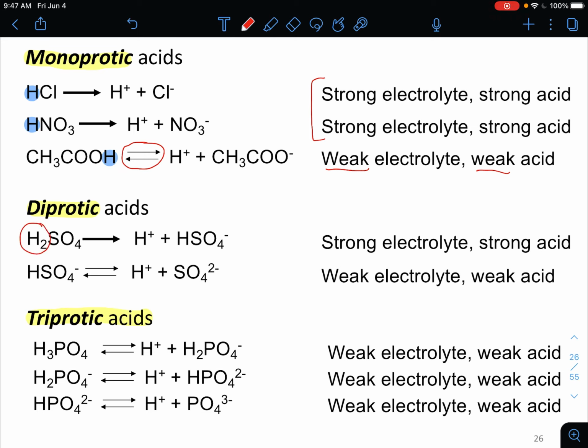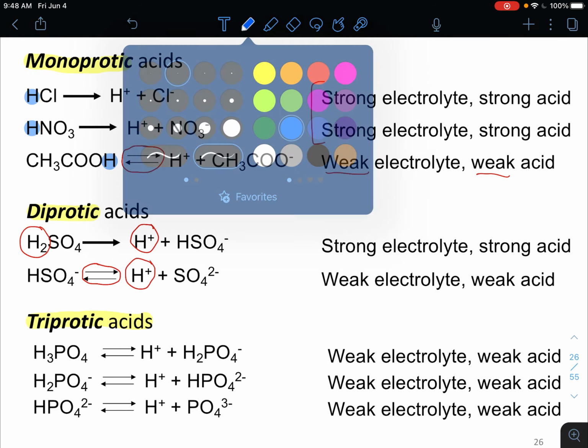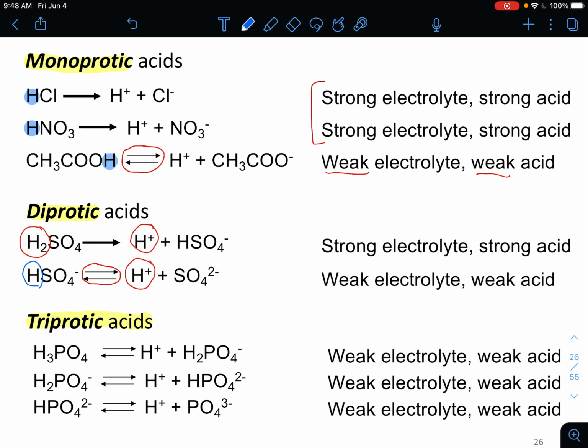Diprotic acids, here's H2SO4, so it shows one H+ released in the first breakdown, another H+ released in the second breakdown. Something to just be aware of. We'll revisit this a little bit later, more in the lab videos, that for sulfuric acid, the first dissociation goes 100%. All of the H2SO4 produces H+ and HSO4-. But the second deprotonation, where we're releasing this hydrogen, is an equilibrium. It doesn't go all the way to completion.